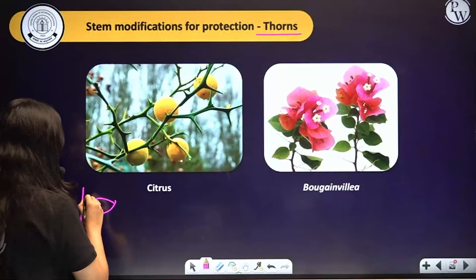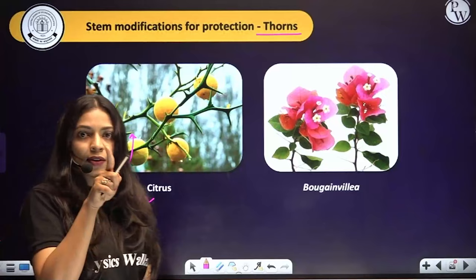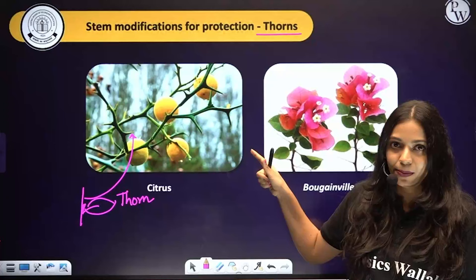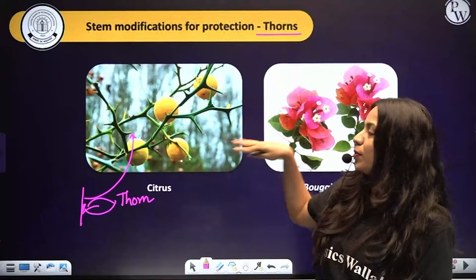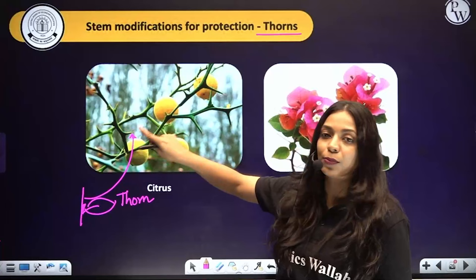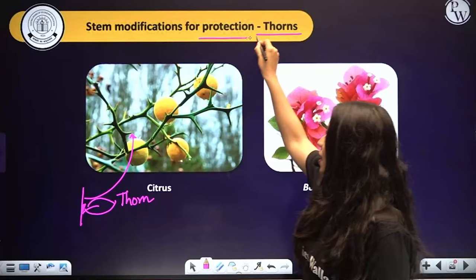thorn. So these pointy structures will prick these animals when they come to feed on them, and they will learn that they should not go near such plants. In that way, these plants are protected from herbivory. Okay, so what happens here? These thorns will protect these plants from grazing animals. So over here, these stem modifications are providing protection to these plants.